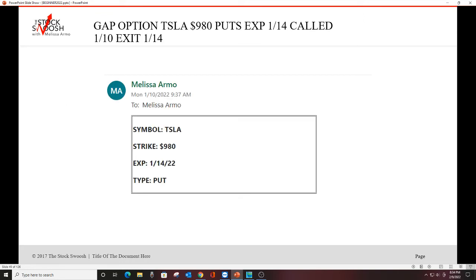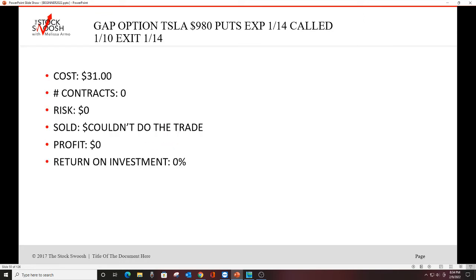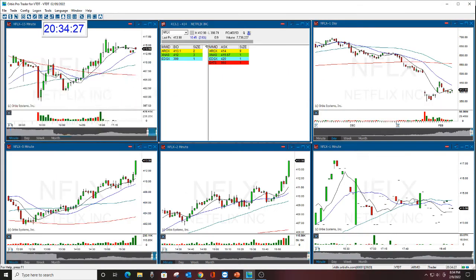Tesla, if you have a certain risk, you couldn't do this trade. Why? It costs $31 per contract. So this was the 980s. Let me go find that one. Again, this is all on that day.